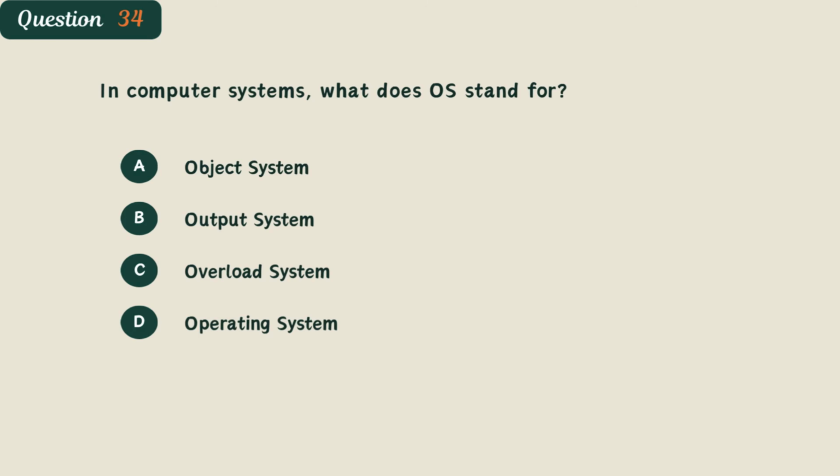Question 34. In computer systems, what does OS stand for? A. Object System. B. Output System. C. Overload System. D. Operating System.